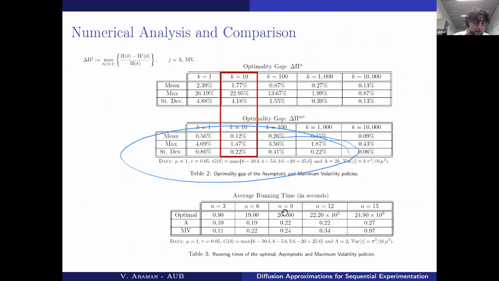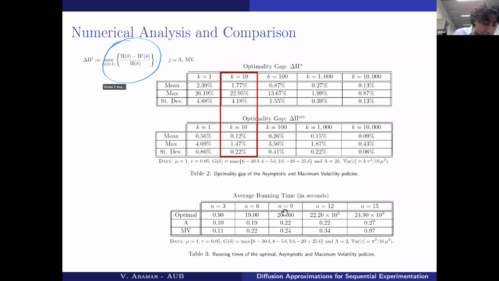Let's go to some numerics. Here, what I'm showing you is basically an optimality gap between the optimal solution that we solve in a brute force way and the approximation of the value function of pi, following either the maximum volatility or the asymptotic, right? This is the asymptotic optimality gap, following more of a static approximation, and a more dynamic one is here.